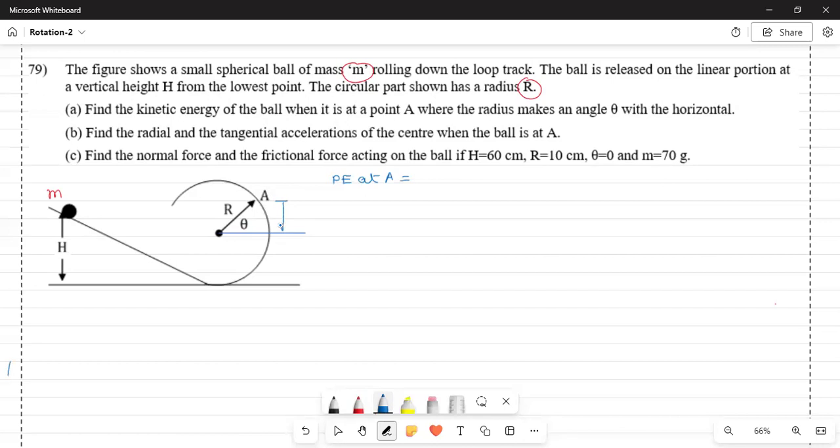this height is r sine theta, and this height is r. So potential energy at A is mg (r plus r sine theta).